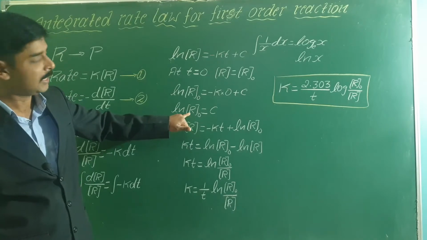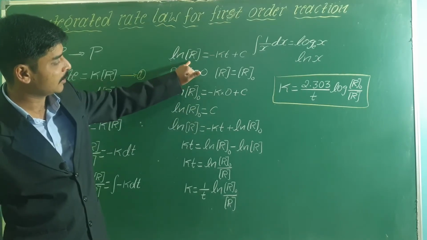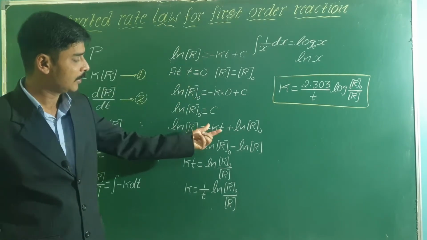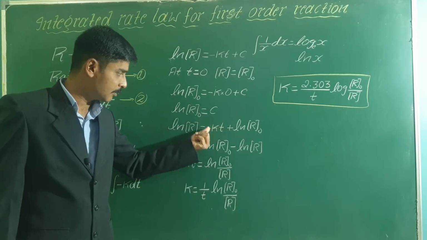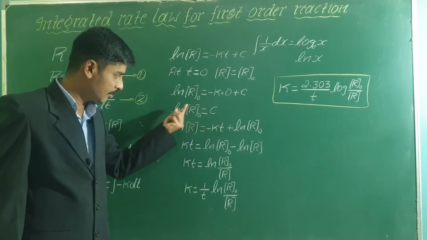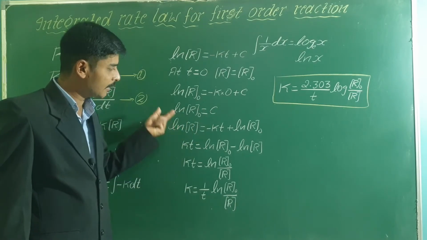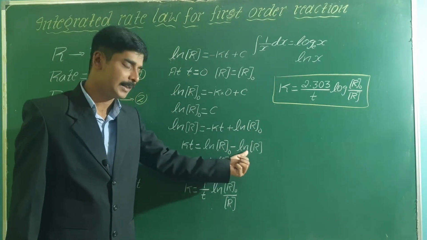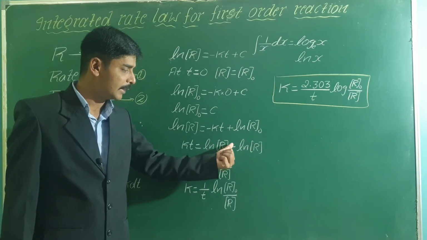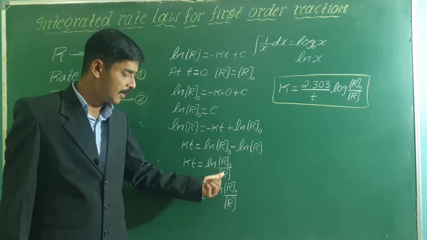Finally we get the value of c. Substitute the value of c in this expression, so we get this. Now we must find an expression for k, so we take minus kt to the left hand side, which becomes plus kt. This plus ln r, when it goes to the right hand side, becomes minus ln r. This is log m minus log n is log m by n.